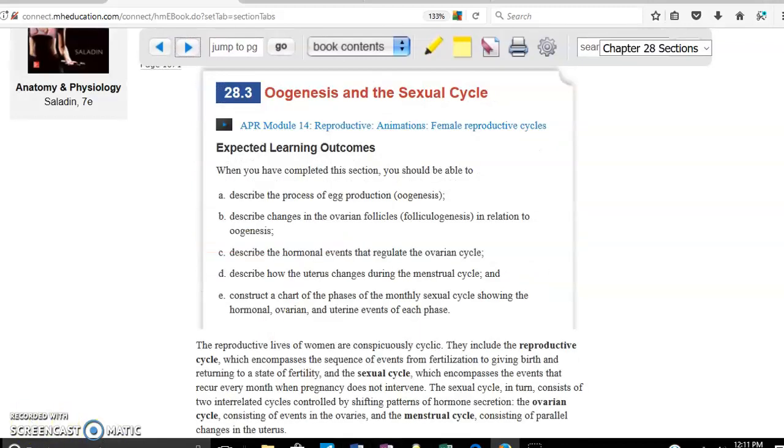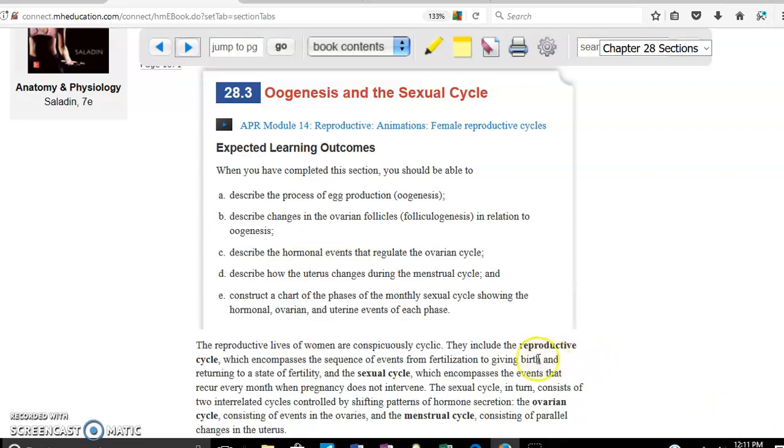The next topic is oogenesis and the sexual cycle. Oogenesis is the formation of the ovules, and regarding sexual cycle, it's what happens with the female reproductive system through the lifetime of the female. In that case, it can happen 2 things: either the female is pregnant or the female is not pregnant.